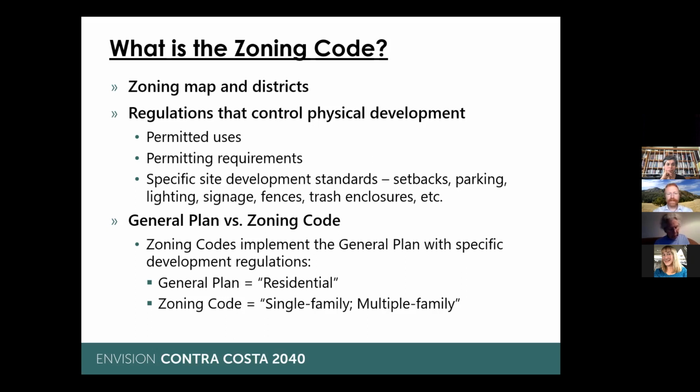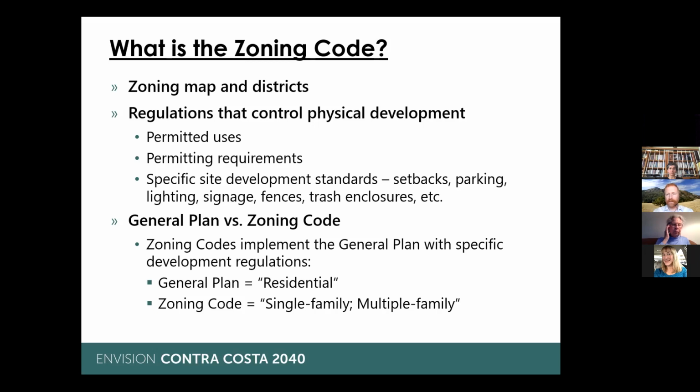And the zoning code consists of the zoning map, which is similar to the general plan land use map, and zoning districts. Each of these different districts has rules about development, about how much development you can do, what the permitted uses are, and the site-specific design and development requirements, like setbacks, height limitations, parking requirements, fencing, signage, lighting. All that sort of thing is discussed in the zoning code.